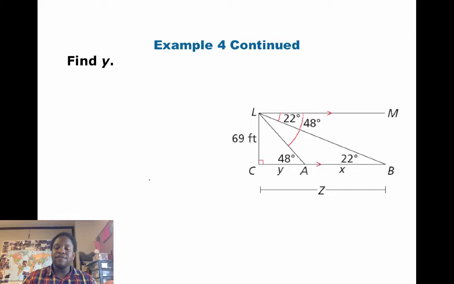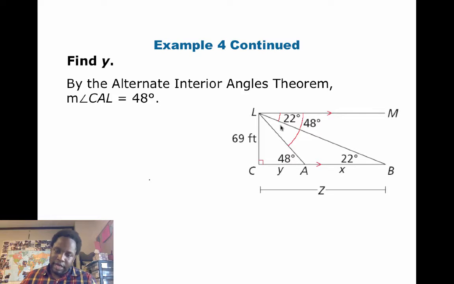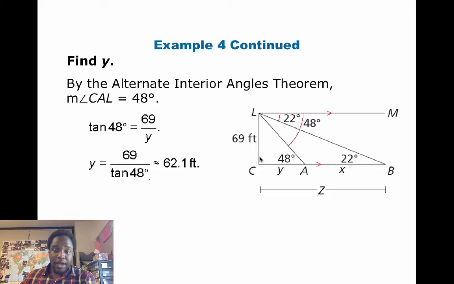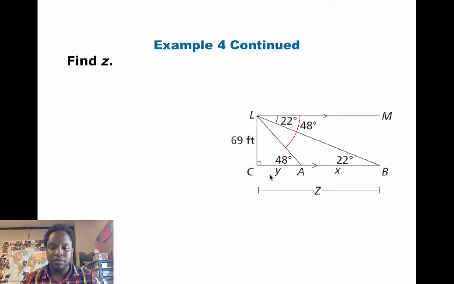So first, we need to find y. To find y, we can do tangent 48 equals 69 over y. And we get that it's approximately 62.1 feet. Now, we don't want to round this yet because we only want to round at the very end. So let's keep it at 62.1 feet for now, and then we'll round at the very end. So now we know that y is equal to 62.1 feet.